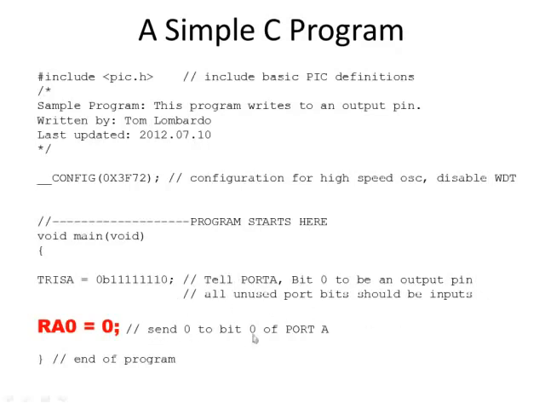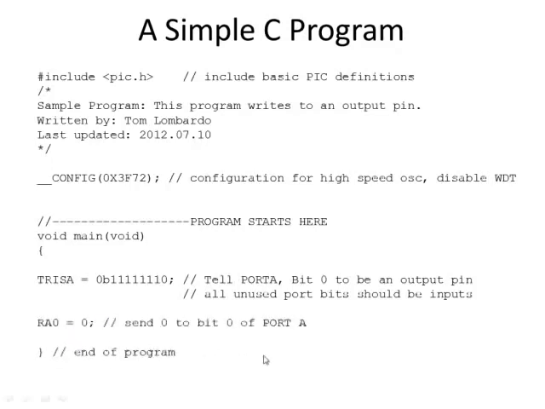And this says send a 0 to bit 0 of port A, and we already know that bit 0 of port A has a name, and that's RA0. So there you go. It's not that intimidating when you look at it a piece at a time.